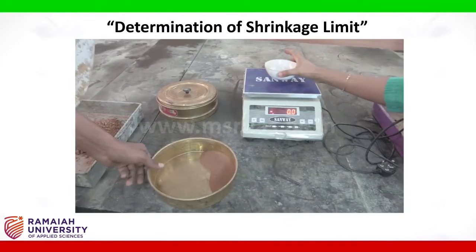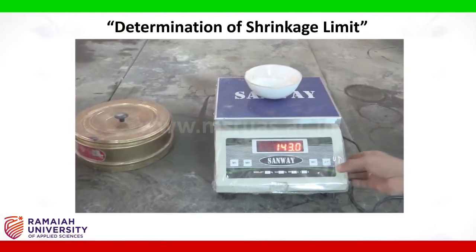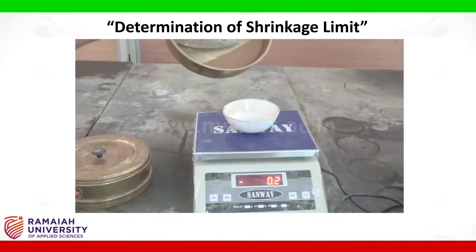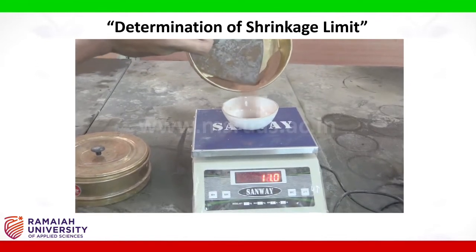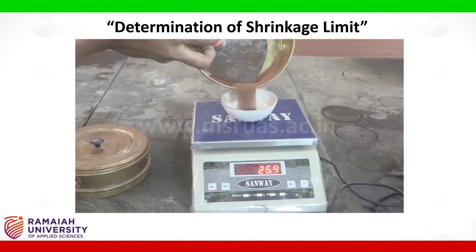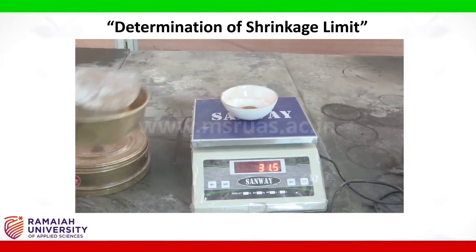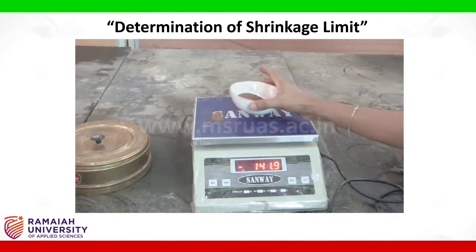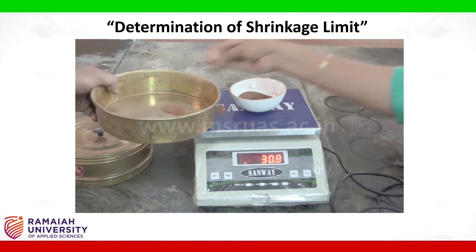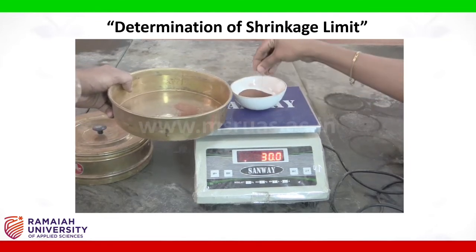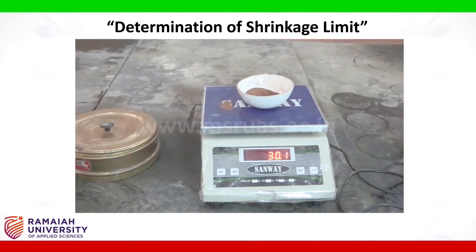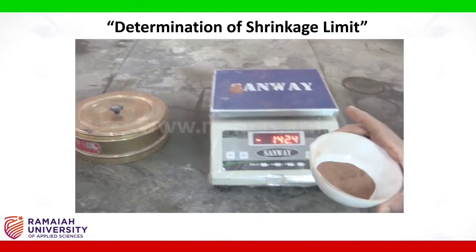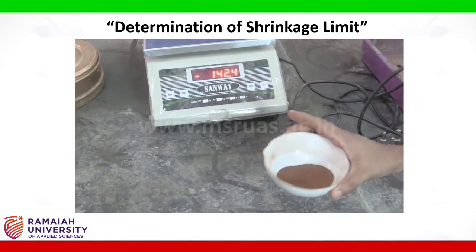Now measure around 30 grams of the soil sample. So first place the porcelain dish on the weighing machine and tare the weight to 0. Now pour around 30 grams of the soil sample into the porcelain dish. Now mix this soil sample with sufficient amount of water so that a wet paste is formed.